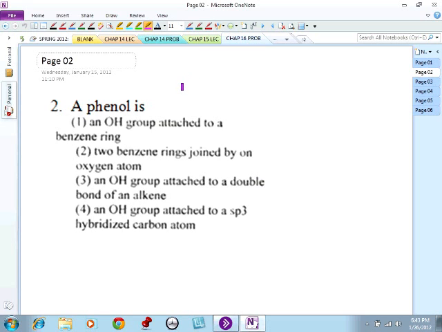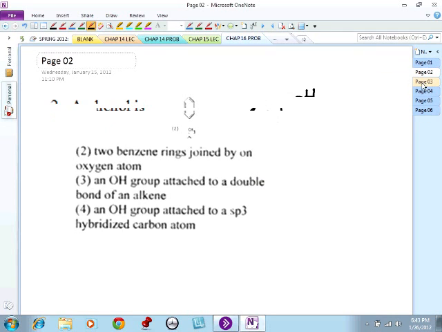Everybody agrees? The OH group attached to a benzene ring, correct? Okay, so that is a phenol. So 1 is the correct answer. A phenol is a molecule in which the hydroxy group is attached to a benzene ring. Okay, very simple.